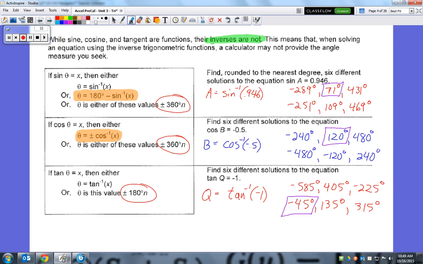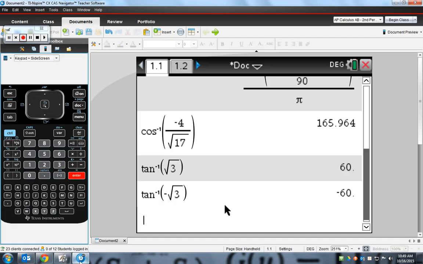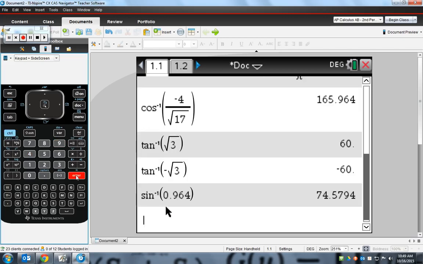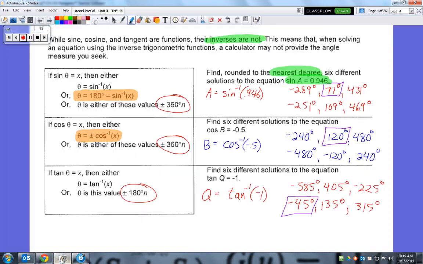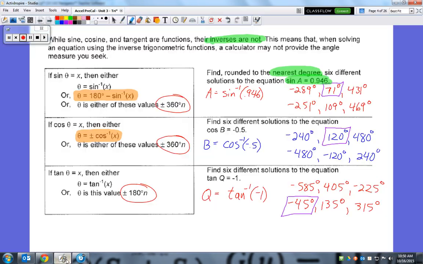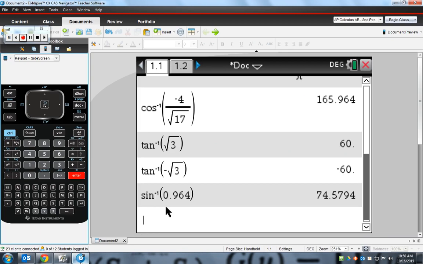So find the rounded answer to the nearest degree, six different solutions to the equation of this guy. So if I were to put this into my calculator, the arcsine of 0.964, control enter, I get 74.5, hold on, let me see if I did that right. Oh, 0.946, I see my mistake.